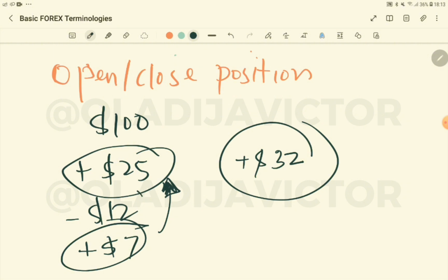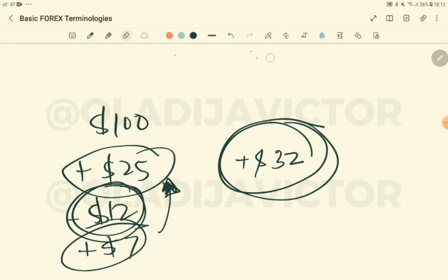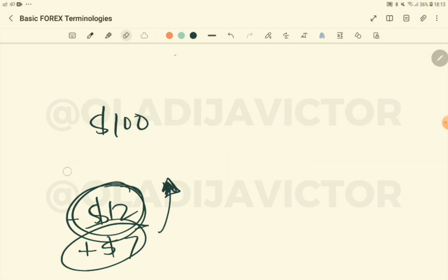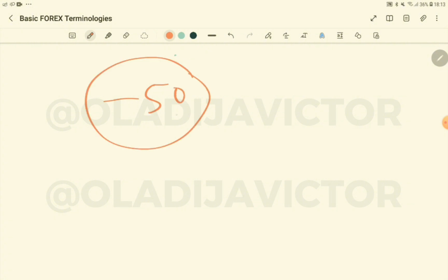Your open position is this minus 12. Maybe you're waiting for it to become positive. So this becomes your open, this becomes your close because you've closed it. So any position you close is your close position. Any position that is still running is an open position. Until you close a position, it is not profit or loss yet. So even if you come and you see minus 50, if you have not closed it, it's still an open position and you cannot regard it as a loss yet until you close it. Profit or loss is only when you close.